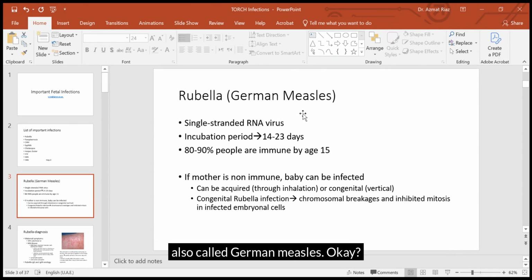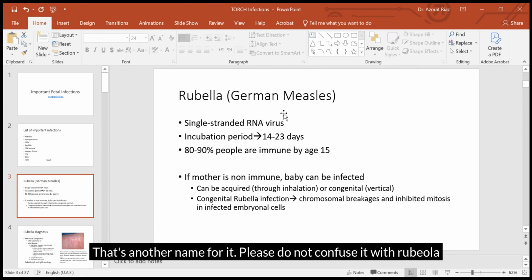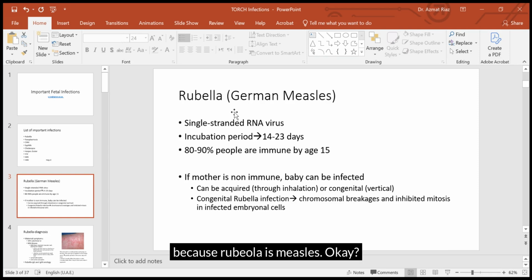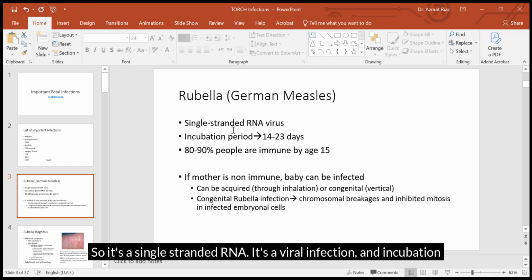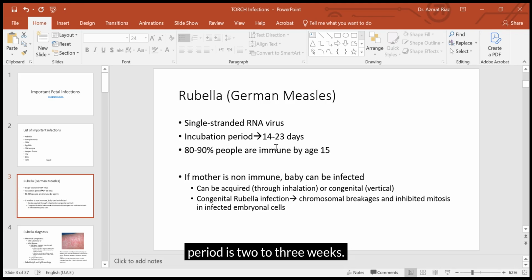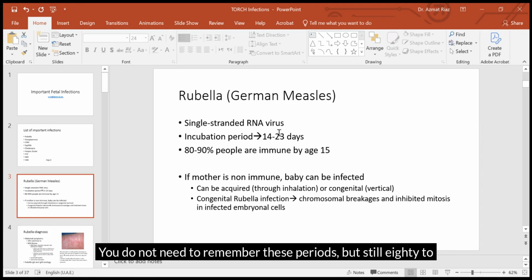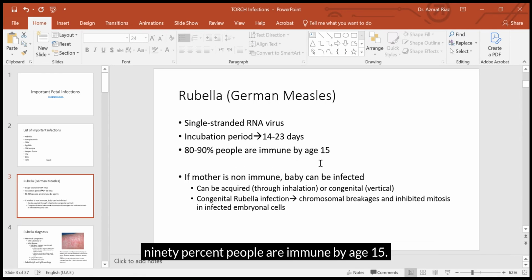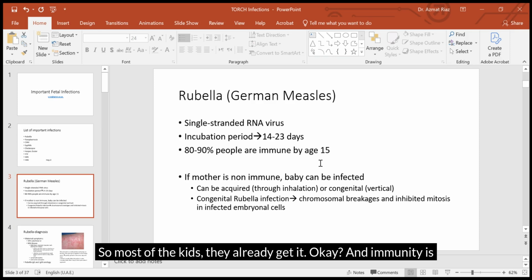Rubella is also called German measles. Okay, that's another name for it. Please do not confuse it with rubeola, because rubeola is measles. Okay, so it's a single-stranded RNA viral infection, and the incubation period is 2 to 3 weeks. You do not need to remember these periods, but still, 80 to 90% of people are immune by age 15. So most of the kids already get it. And immunity is lifelong for rubella. So once a person gets rubella, that's it.